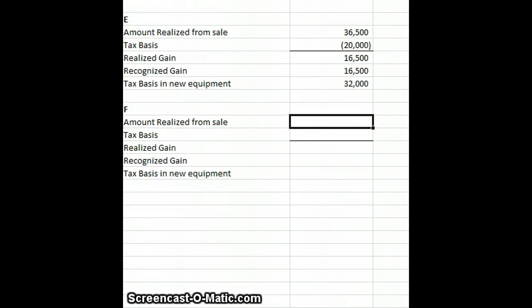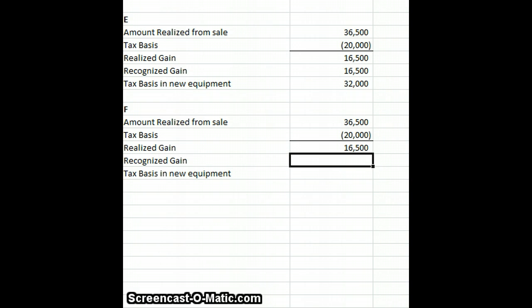Okay, and finally we're going to look at Part F. The old asset and the new asset are qualified property for non-taxable exchange purposes. To equalize the value of this exchange, Firm A received $4,500 of cash from the other party. So the amount realized from the sale is calculated the same: $32,000 plus $4,500 of cash boot. My tax basis is $20,000. My realized gain is $16,500.